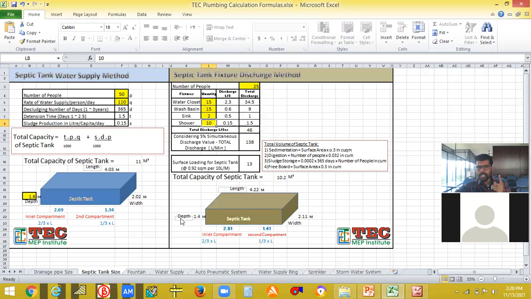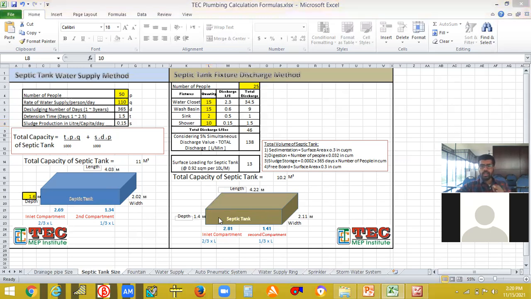Length is given here, width is given here, depth is given here. Inlet compartment length is given, the second compartment length is also given. So just give the values depending upon the fixture unit method, the fixture discharge method. Give the number of fixtures, or its quantities, and give the number of people. It will calculate and you will get the septic tank size. Okay, that's all for septic tank size by using the Excel sheet. So is there any doubt regarding this? It's very easy now. Just give the numbers, that's it.